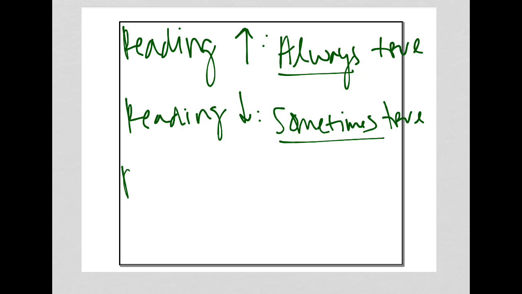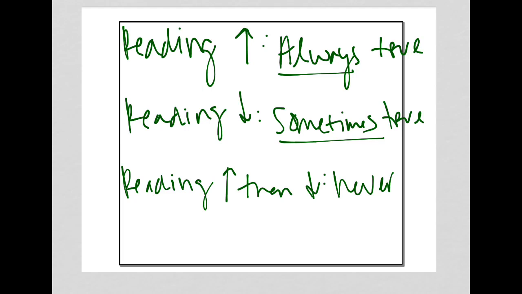Then if you're reading up and then down, this is never true. Okay. So let's look at some examples on the next slide. It could be talking about something like a rectangle and going up to parallelogram and then going back down to rhombus. Okay. So we'll give some examples on the next slide.